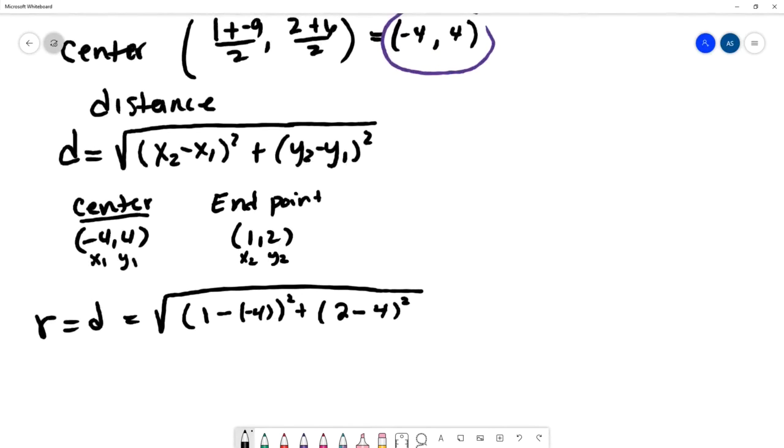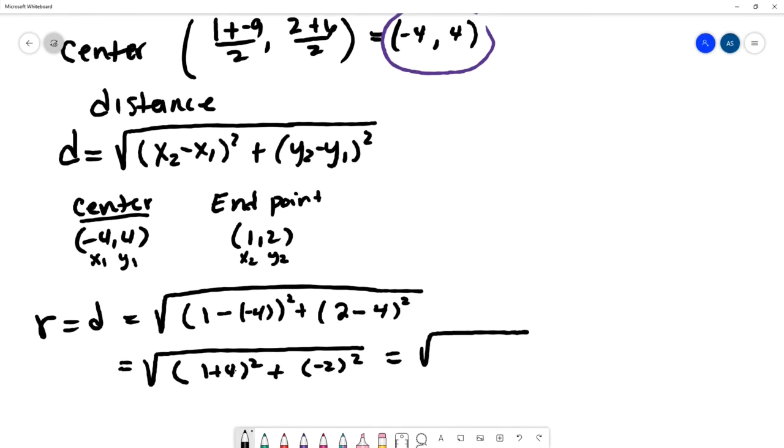We'll simplify to get square root of 1 minus negative, that's 1 plus 4 squared. 2 minus 4, that's negative 2 squared. 1 plus 4, that's 5. 5 squared is 25. Negative 2 squared is 4. So we've got square root of 29 as our radius.